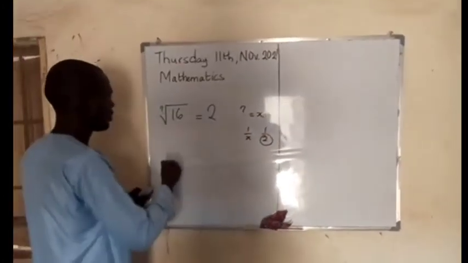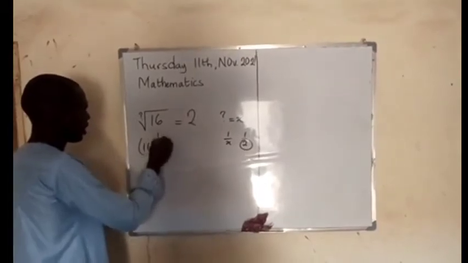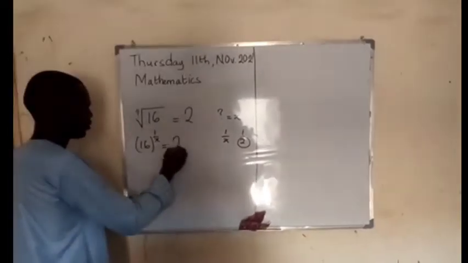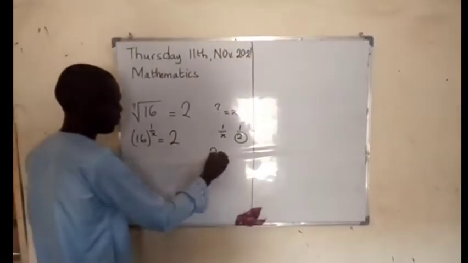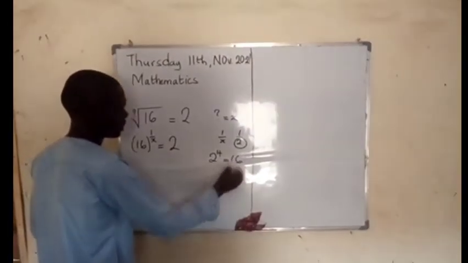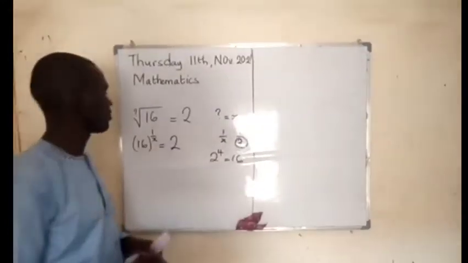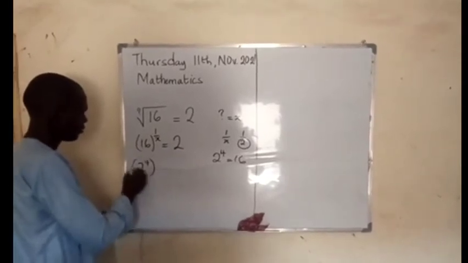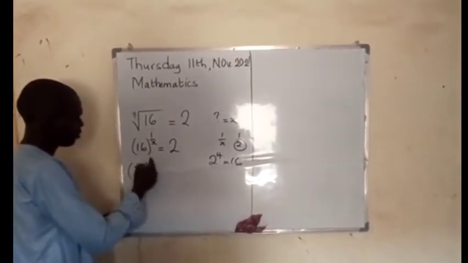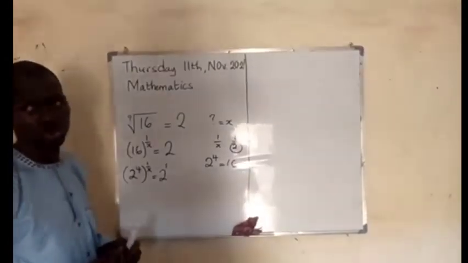Having done that, we are going to have 16 raised to the power of 1 over x equals 2. Now, don't forget that 2 raised to the power of 4 will give us 16. That is 2 times 2 times 2 times 2 to give us 16. So now we have 2 raised to the power of 4, to the power of 1 over x, equals 2, and 2 raised to the power 1 will give us 2.